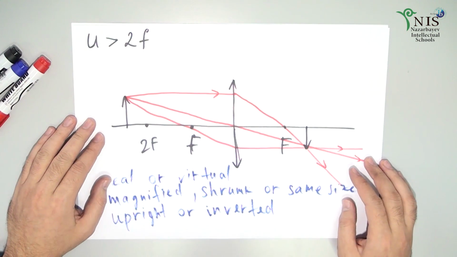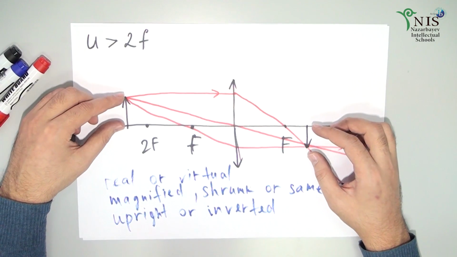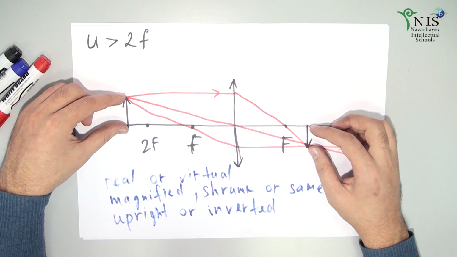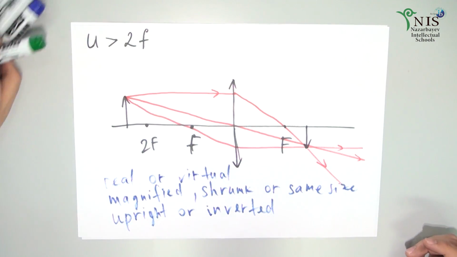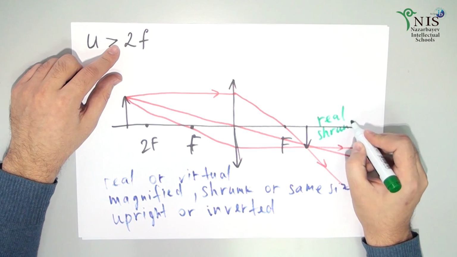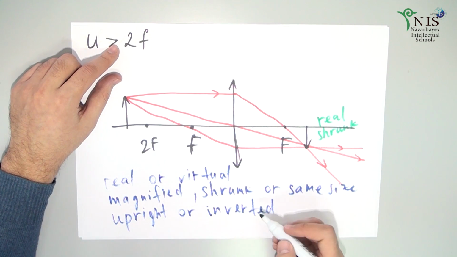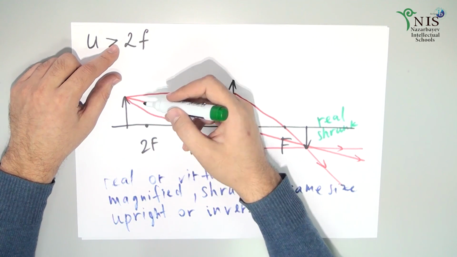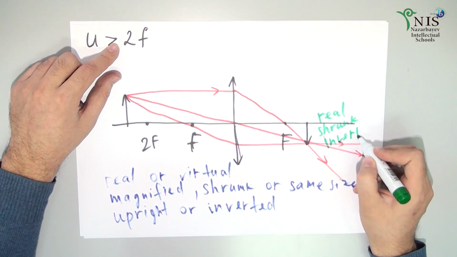And how can we identify whether an image is magnified, shrunk, or same size? We just compare sizes of object and image. So in this example, object seems to be higher or taller than the image, therefore it's a shrunk image. So let's write characteristics of image. This is real, shrunk, and is it inverted or upright? If upright, the arrow should be pointing the same direction, but since the object is looking upwards and the image is pointing downwards, that's why it's inverted.